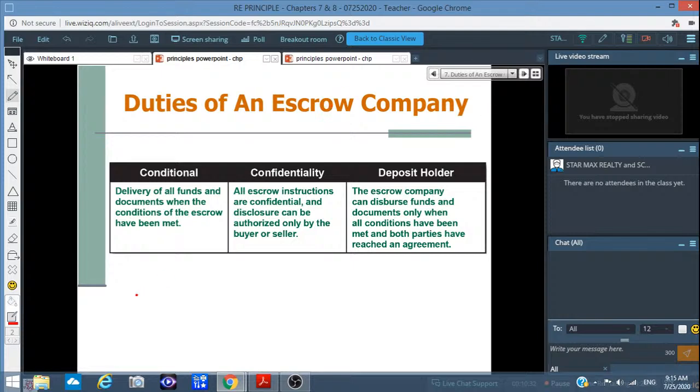Duties of an escrow company, okay, delivery of all funds when the conditions of escrow have been met, okay，这是有条件的，OK，所有的条件符合的话，它就是过户了，OK。Confidentiality，OK，它有保密。And is a deposit holder，OK，他管住这个钱，所有的钱都是通过他的手里去管的。And they control all of the funds via escrow, okay? And they cannot tell the world. It's not public information, okay? They have to keep the details of the transaction confidential. And of course, conditional, okay?